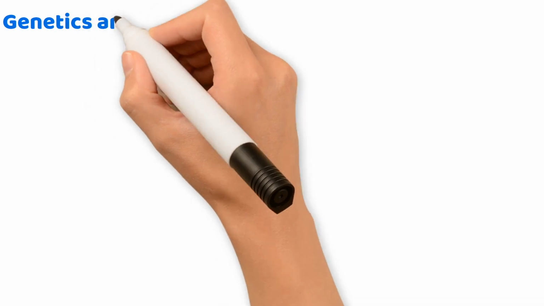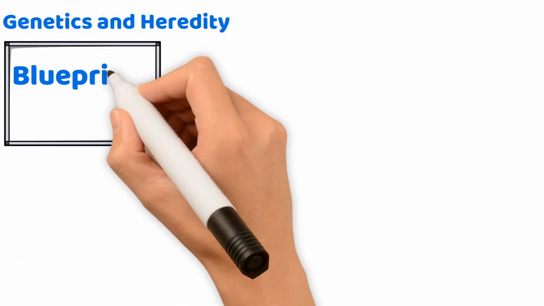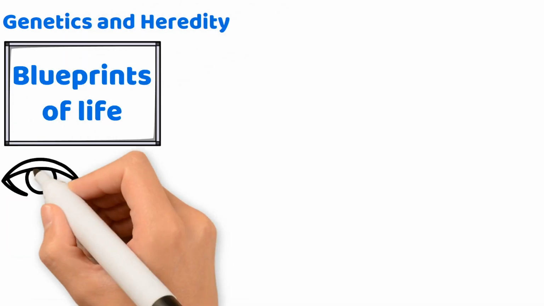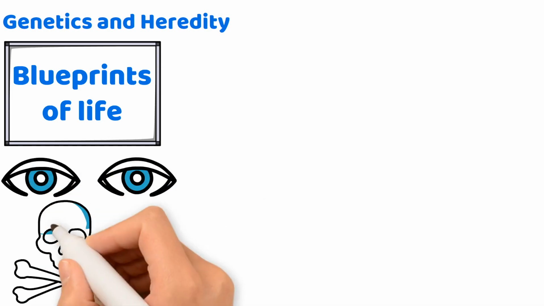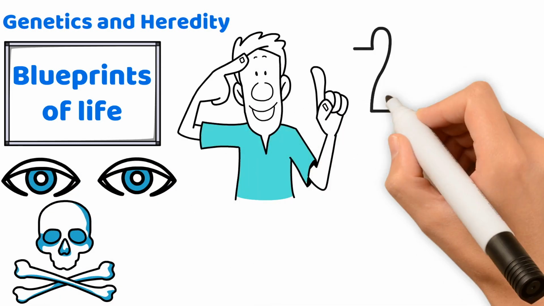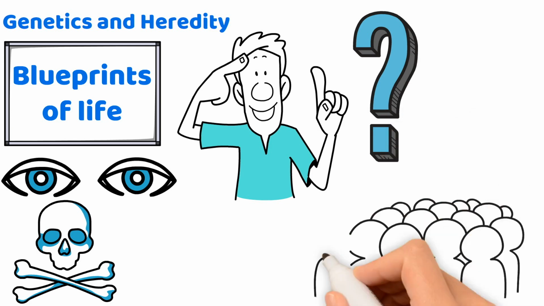Lastly, genetics and heredity. These are the blueprints of life, dictating everything from your eye color to your risk for certain diseases. Understanding genetics helps us grasp how traits are passed down through generations.